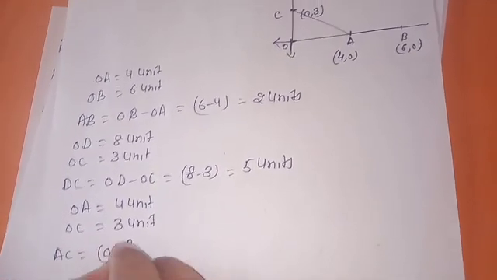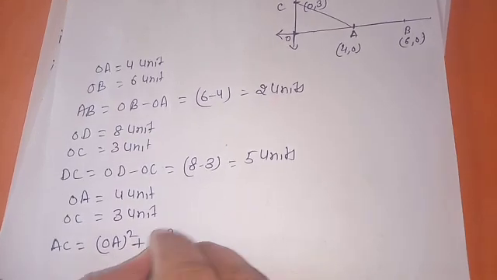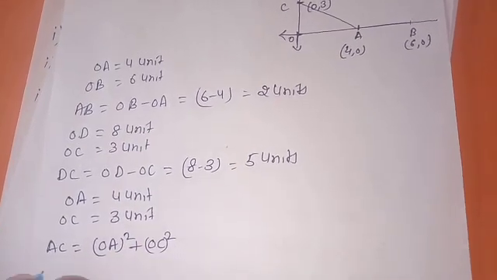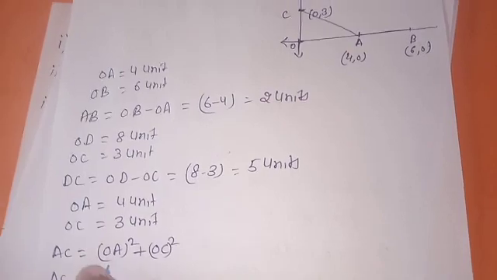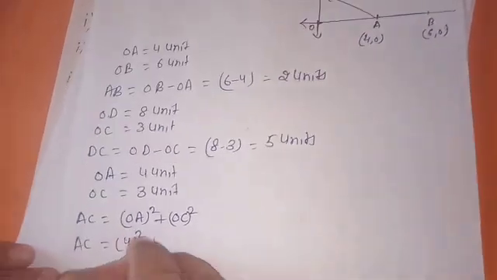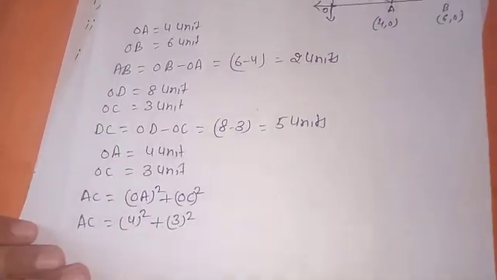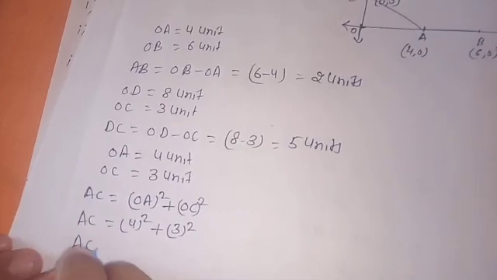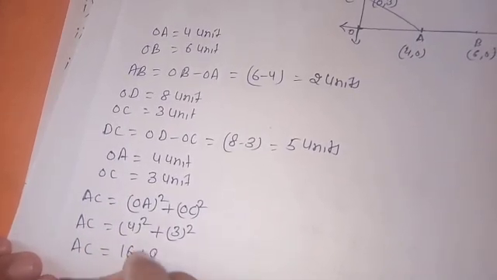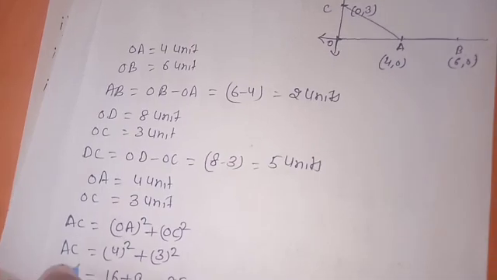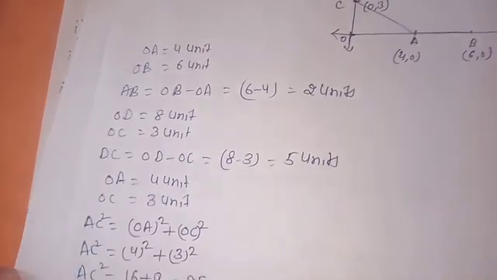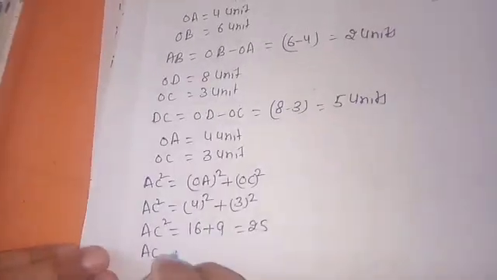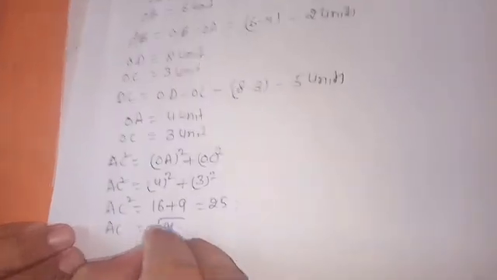So AC is equal to what? OA square plus OC square. So AC is equal to 4 square plus 3 square. How much? AC square equals 16 plus 9, which is 25. So AC is equal to the square root of 25.